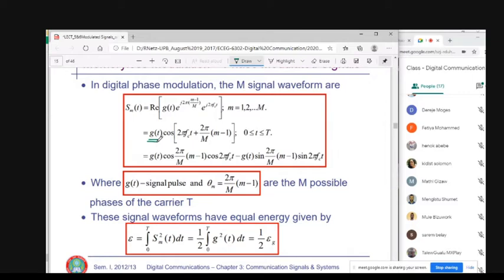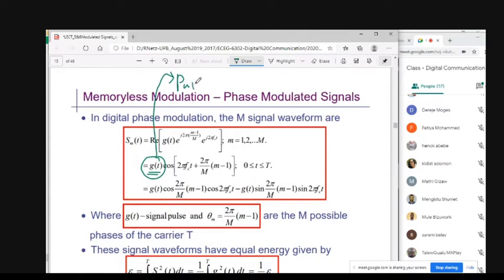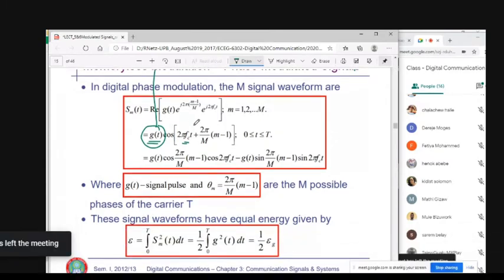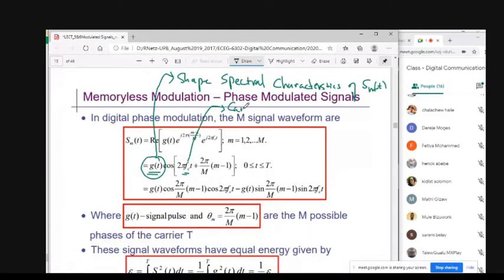So in the case of phase modulation, you have g(t), which is the pulse shaping filter. The purpose of g(t) is to shape the spectral characteristics of the modulated waveform s_m(t). And of course you have a carrier. The carrier has a center frequency f_c. So f_c is nothing but the carrier frequency. So f_c determines the center frequency.